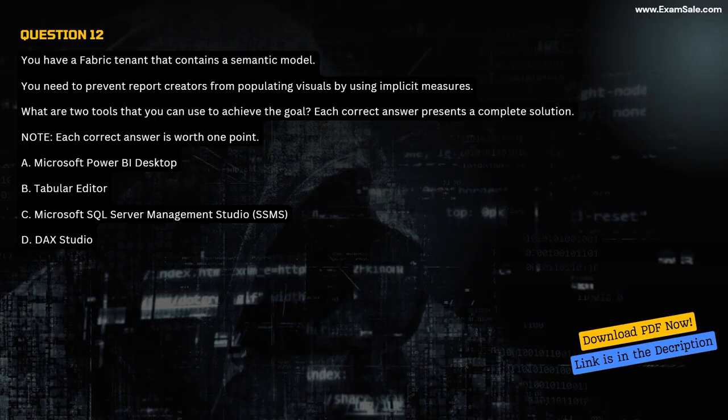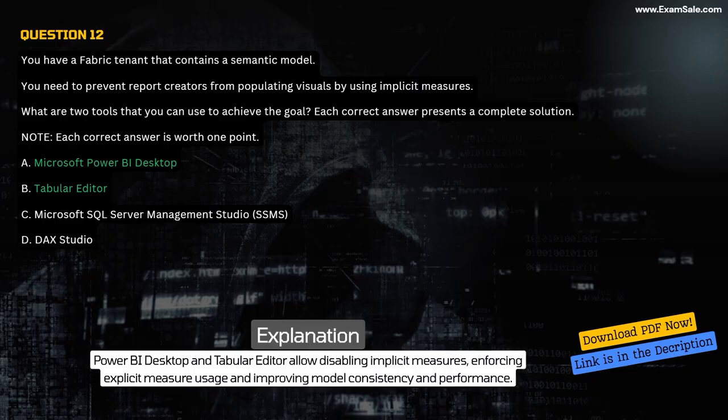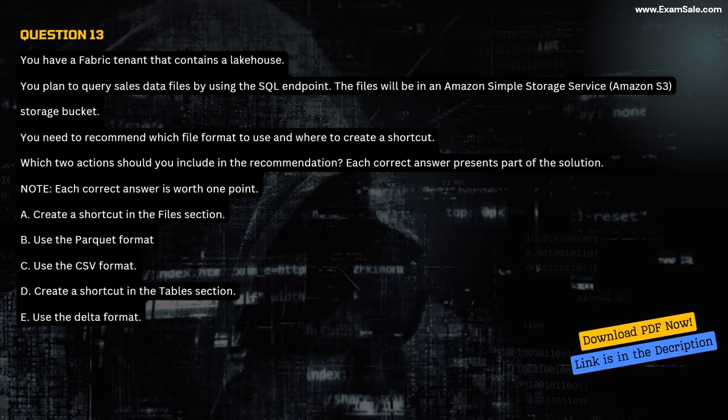A. Microsoft Power BI Desktop. B. Tabular Editor. C. Microsoft SQL Server Management Studio, SSMS. D. DAX Studio. Correct answer A and B. Microsoft Power BI Desktop. Tabular Editor. Explanation. Power BI Desktop and Tabular Editor allow disabling implicit measures, enforcing explicit measure usage, and improving model consistency and performance.